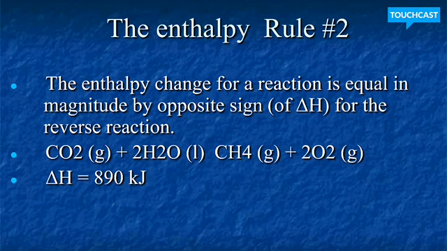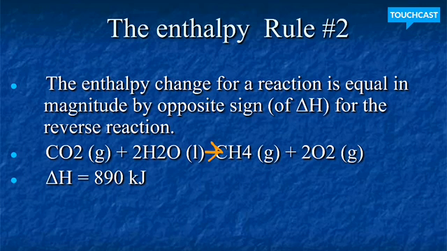Enthalpy rule number 2. The enthalpy change for a reaction is equal in magnitude but opposite sign for the reverse reaction. So the way that this reaction is written from left to right is that CO2 and H2O will produce the CH4 and that O2. This is the same reaction that you just saw with methane burning in oxygen to make CO2 and H2O. But I reversed the reaction.